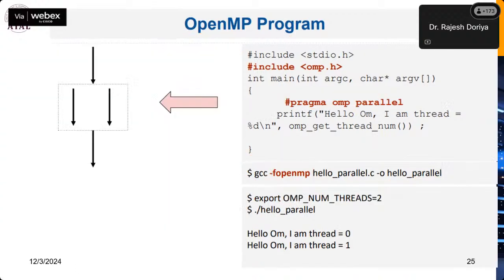Now this is a student program, but just to visualize, the moment this #pragma omp parallel comes into the picture, the master thread forks 2 more threads. So the 2 statements are going to be executed by the created threads.